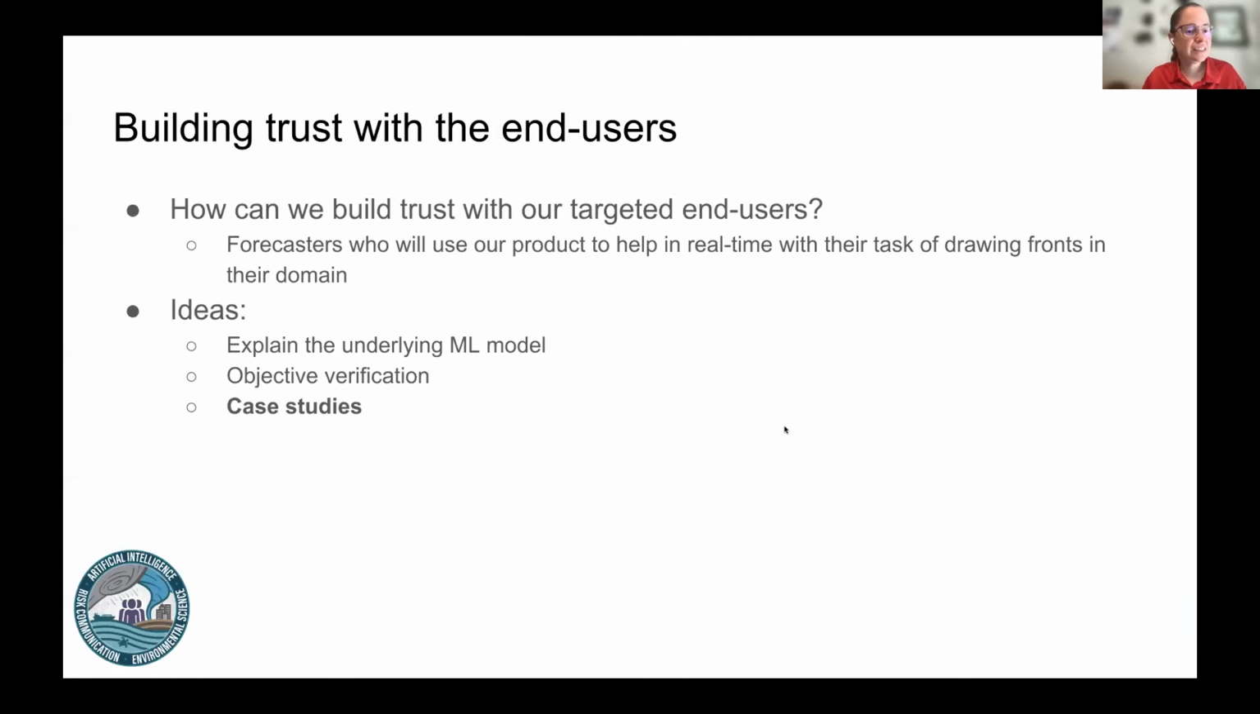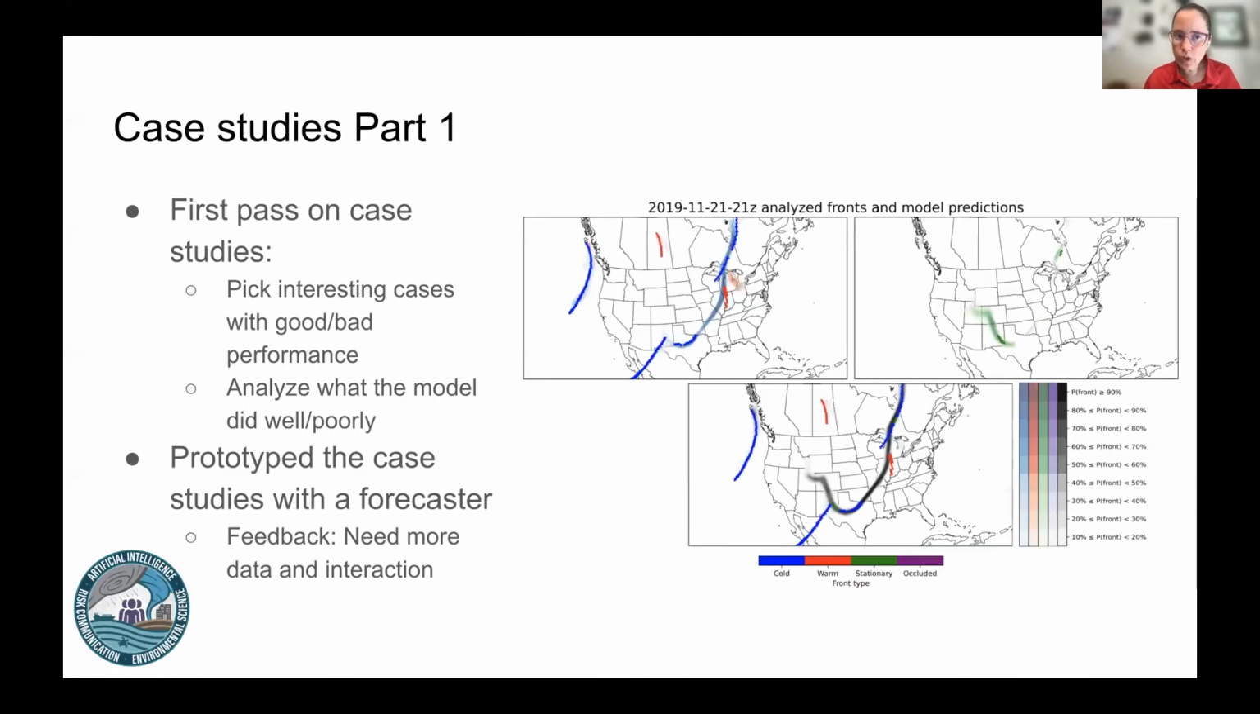So we come back to the case studies. We're going to talk about our first pass on case studies and then sort of where we went with this. Like I said, we're doing a case study on case studies. So on our first pass, we came up with some case studies and picked some interesting cases. We thought they were interesting. They had places where it did well. They had places where it did poorly. And we just plotted the front.